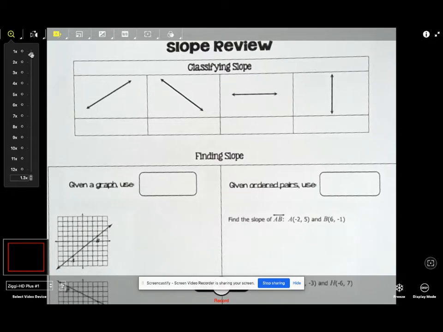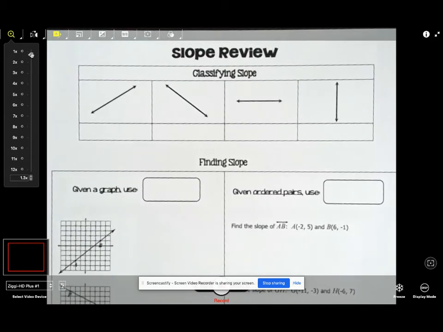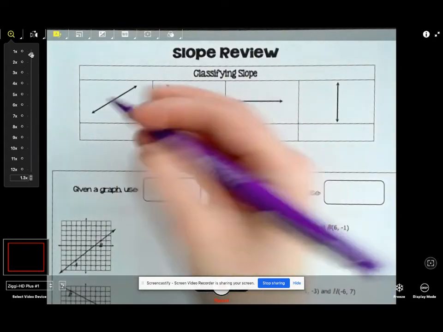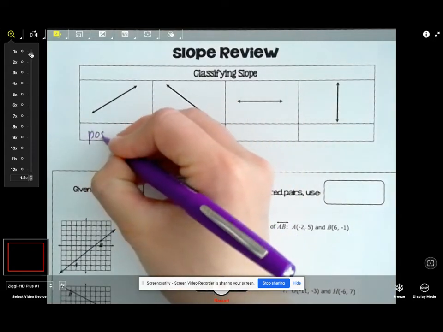So again, I hope this is a review for you. And if it's kind of challenging, let me know when I see you in class and we can give you some extra examples. Okay, this first part says classifying slope. So we have 4 different kinds of slopes. It can be positive. So do you guys see how it's going from left to right in an upward motion? It's positive.